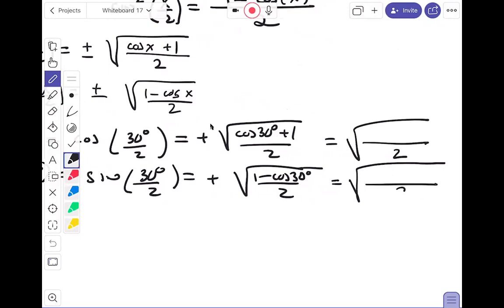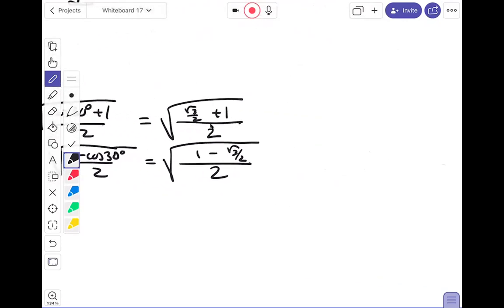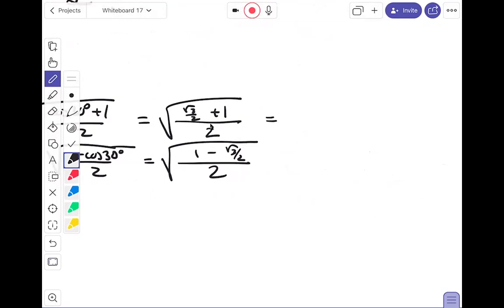I know that's tough. Cosine of 30 degrees, that's going to be root 3 over 2, right? Plus 1 minus root 3 over 2. Still going to do some simplifications. Multiply top and bottom by 2. What are you going to get? Root 3 plus 2, and 2 times 2 is 4.